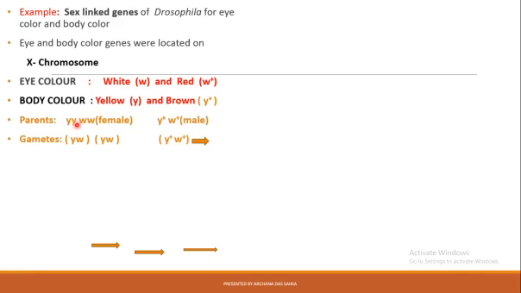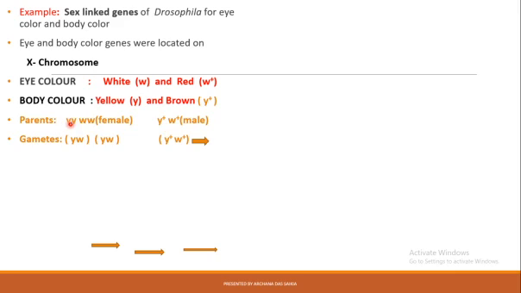Now to start with the cross, the parents, the females, they were homozygous. Initially pure lines were taken, so the parents were homozygous. The females had yellow body color and white eye color, homozygous. Males had brown body and red eye color.